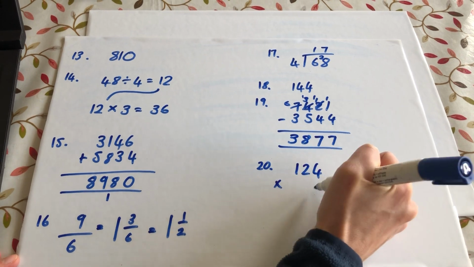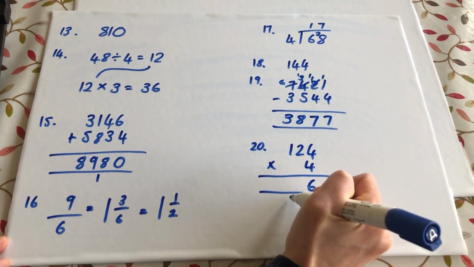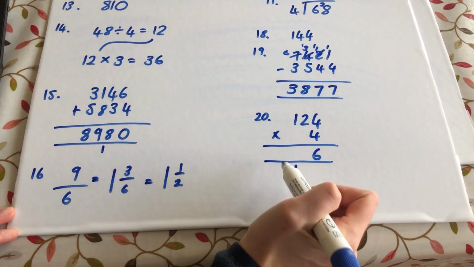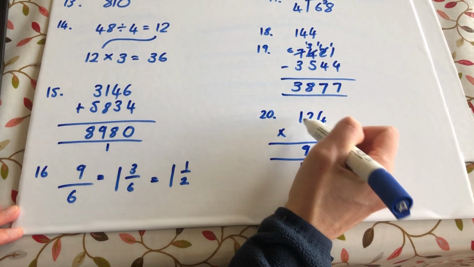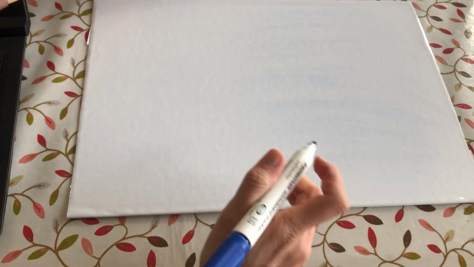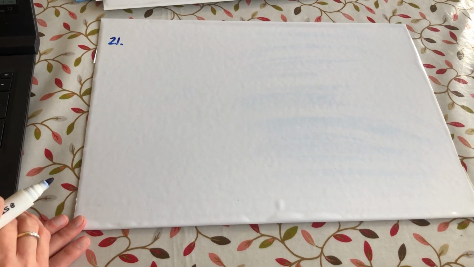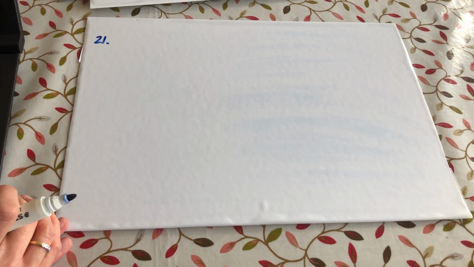124 multiplied by 4. 4 fours are 16, put the 6 in, carry the 10. 2 fours are 8, and add the 1 is 9. 1 times 4 is 4. Question 21. 700 minus something equals 343.